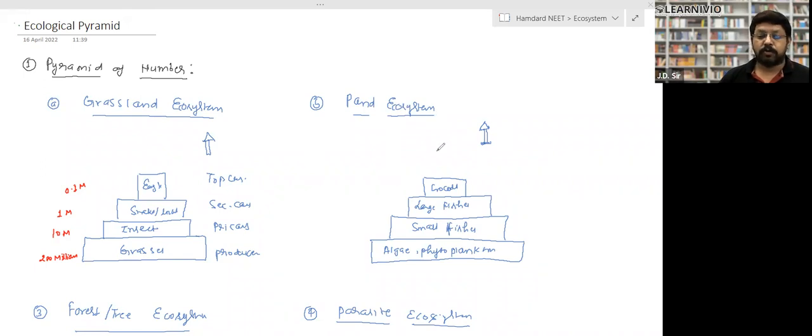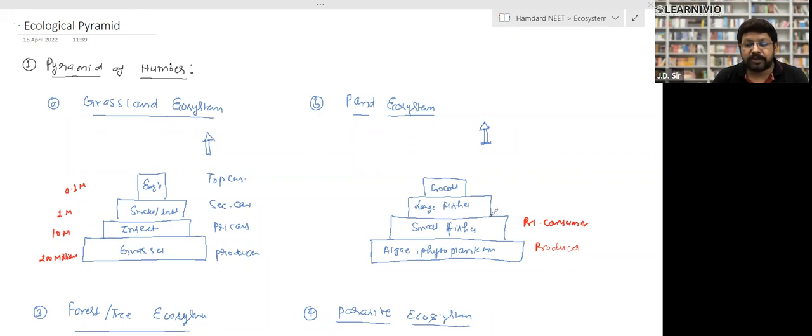B is the pond ecosystem. When we talk about the producer, at the level of producer, there will be algae or phytoplankton, which are green plants and they make their food. These algae or phytoplankton will be eaten by the small fishes. So small fishes are primary consumers. Their number will be less than the number of these algae.